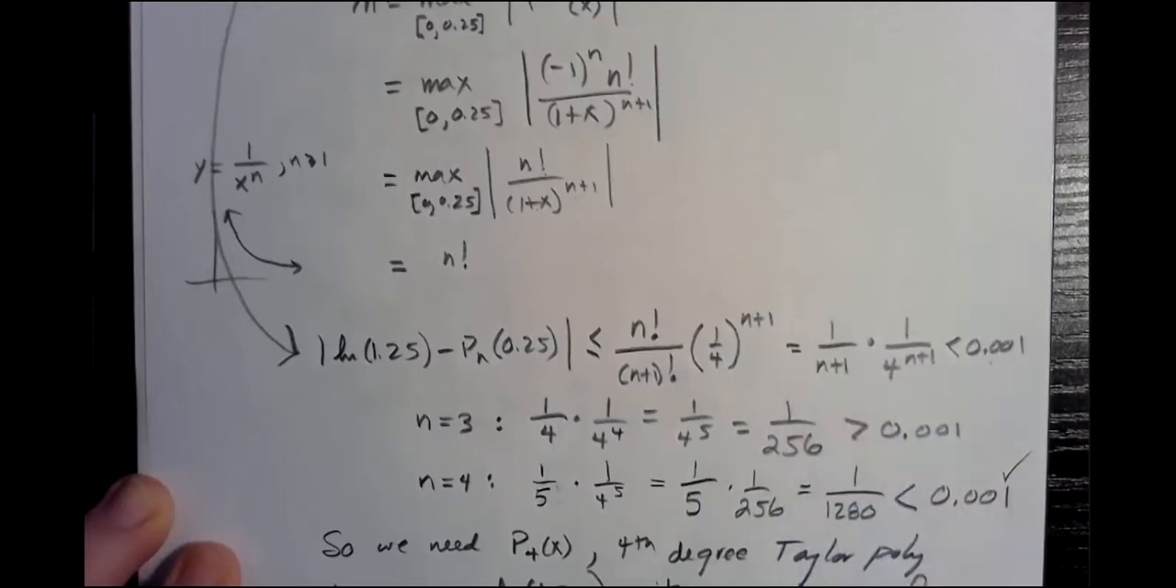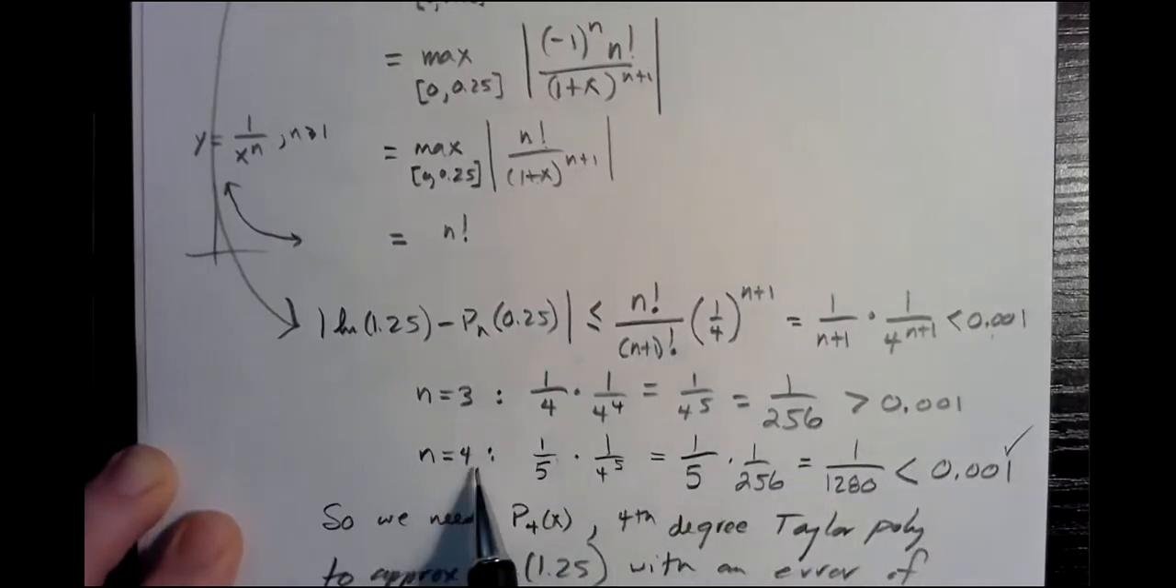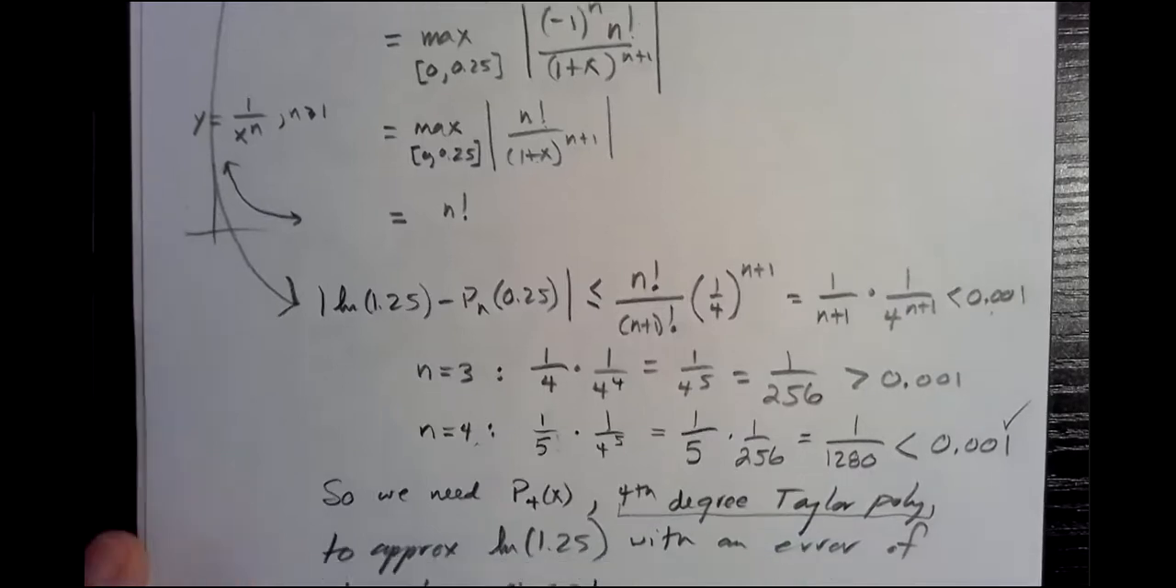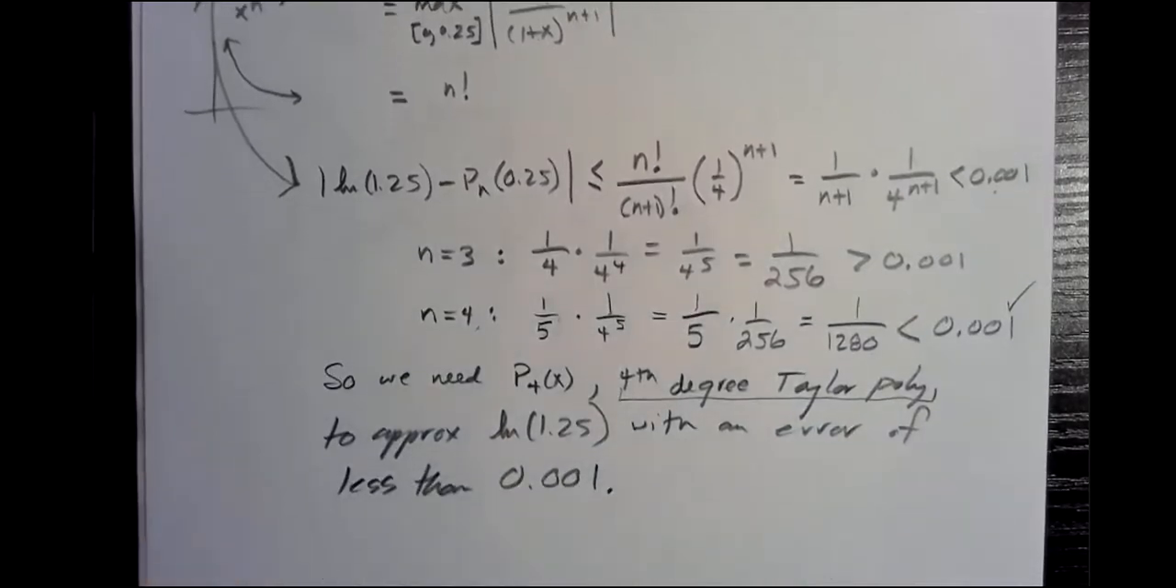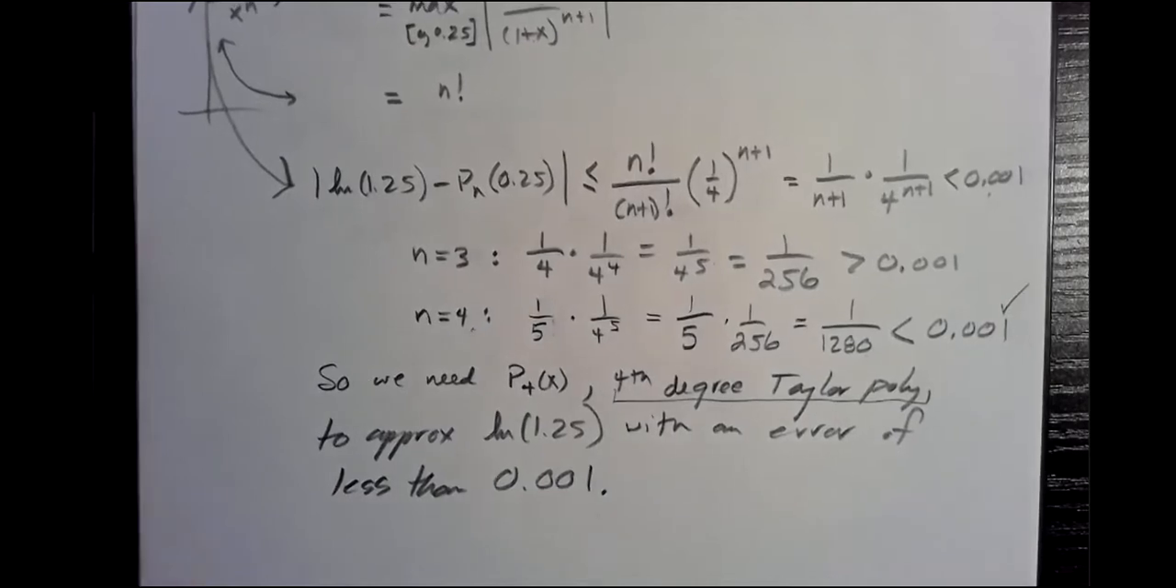We want that upper bound for the error to be less than 1/1000th according to the problem. We did a little guess and check here and showed that for n equals 4, that error bound is less than 1/1000th. So we need the 4th degree Taylor polynomial. So pause the video, go back and review this part of the example, and make sure that you understand what we've done.